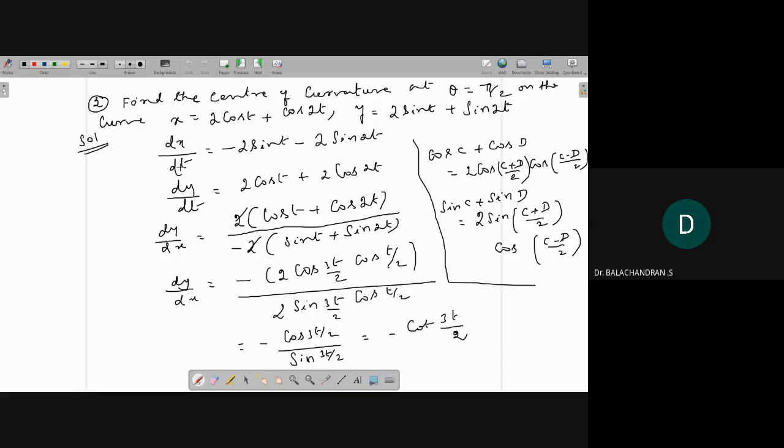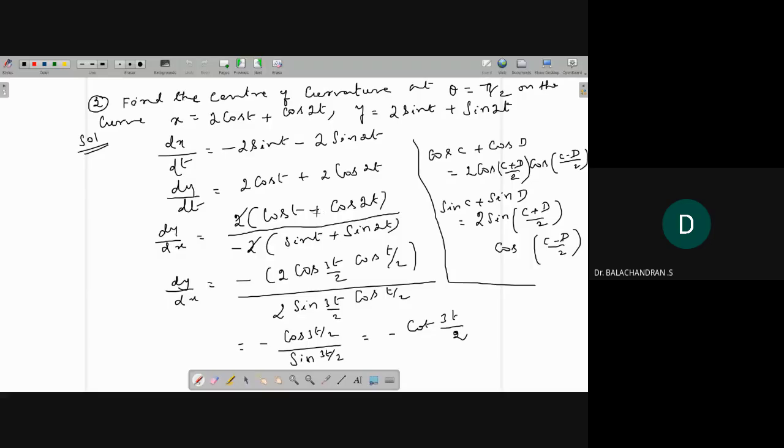dx by dt: you should differentiate this. If you differentiate this, you'll get minus 2 sin t, and if you differentiate cos 2t, you'll get minus sin 2t into 2. Similarly, dy by dt is 2 cos t plus 2 cos 2t. Next I need dy by dx, which is dy by dt divided by dx by dt. From this take 2 commonly, so you'll get 2 into cos t plus cos 2t. From this I will take minus 2 commonly, so sin t plus sin 2t.